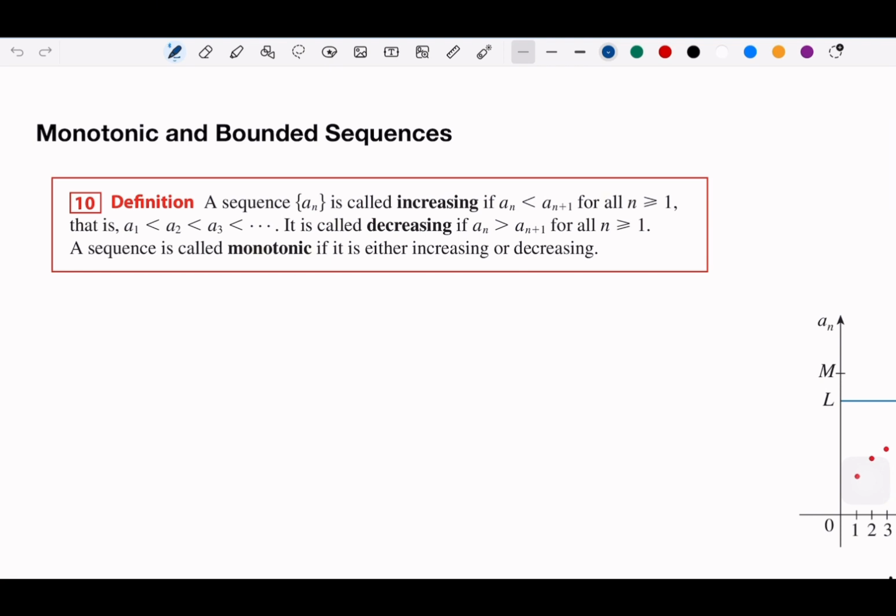Okay, so the definition. We see from this theorem that the sequence will be increasing if the term is less than the next term. So the previous term is less than the next term, that we say it will be increasing. And then it will be decreasing if the previous term is greater than the next term. I think that can be understood mathematically.